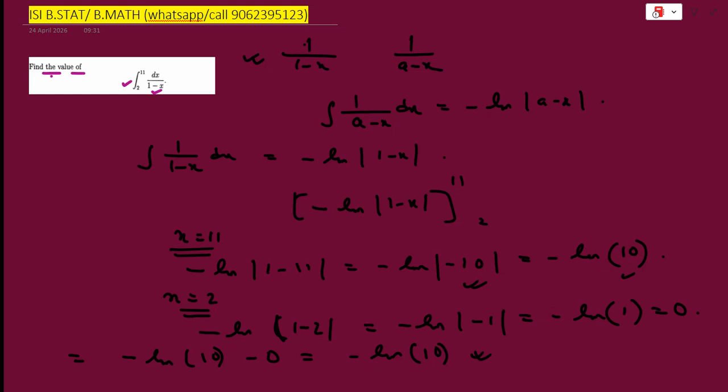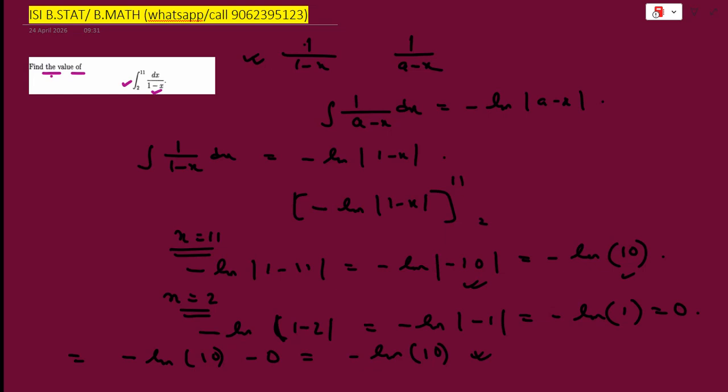Alright. Now wait, something interesting happens here. We got a negative answer for an integral. So people often say, ma'am, area can't be negative. But listen carefully, this is a definite integral, not just area. If the function lies below the x-axis, the integral becomes negative. And here 1 by 1 minus x is negative, so from 2 to 11, the entire graph is below the x-axis. So a negative result will come.